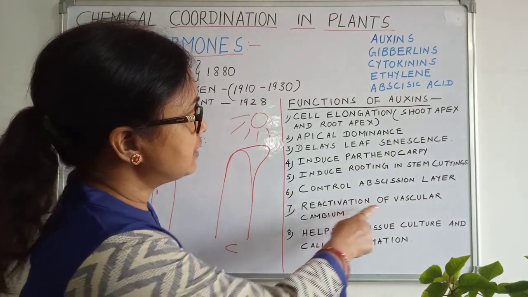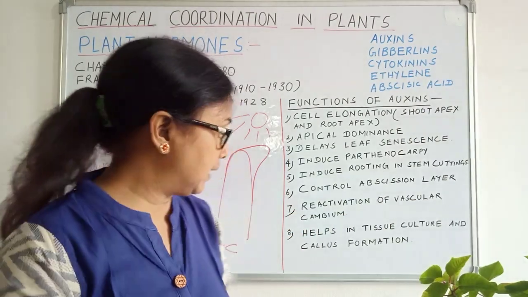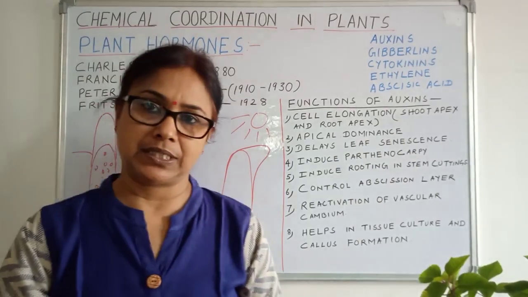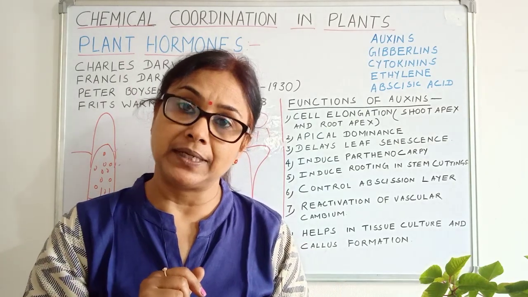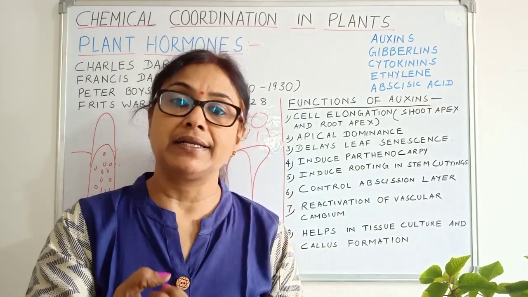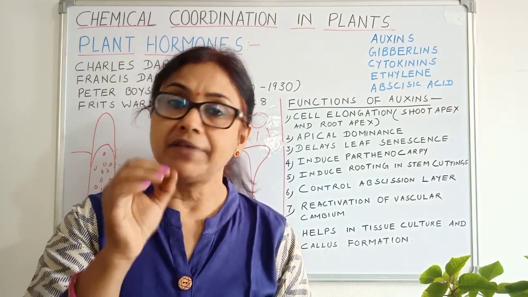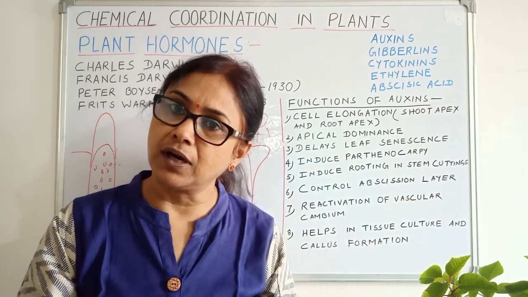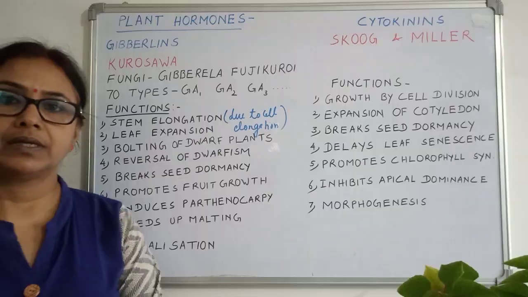It reactivates the vascular cambium, the cambium present in the vascular bundles, and it also helps in tissue culture and callus formation. This tissue culture and callus formation is a form of vegetative propagation. So when somatic cells are extracted from the plant body and kept in a culture media, if we add auxins over there, it helps in the formation and enlargement of more cells. So these are the functions of the auxins.